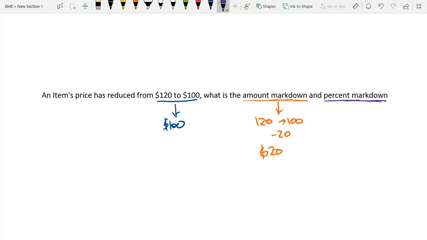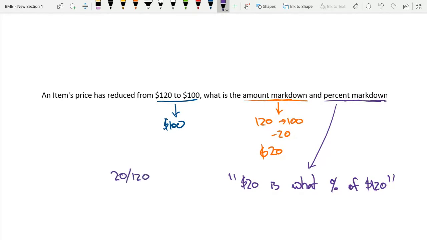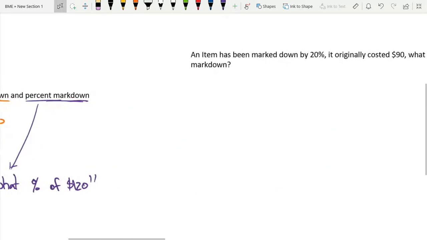Now, lastly, the percent markdown. In this case, this is the toughest one to find. So what we're really asking is, $20 is what percent of 120? Well, if you're not familiar with how to do this, I have videos where we explain it. But to do this, you would just do 20 divided by 120, and then you can times it by 100. If this doesn't make sense, we have videos on percentages where we explain how this works. So anyways, 20 divided by 120 is this. Now you times by 100 to make it a percent because it's in decimal form. So this is 16.6% repeating. That is the percent markdown.